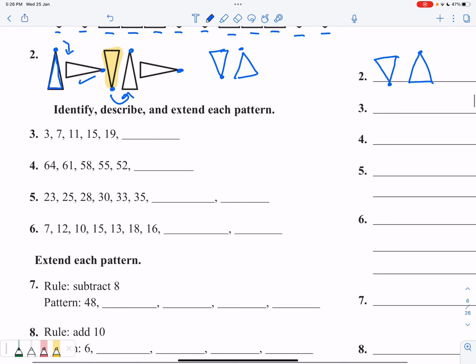Then here we have this question that says identify, describe and extend each pattern. It wants us to take a look at the pattern and describe it, see how it moves or how it changes, to find the rule of that pattern, and to extend it, like to write the next term.